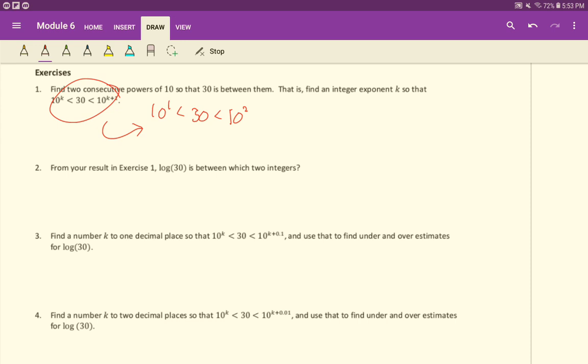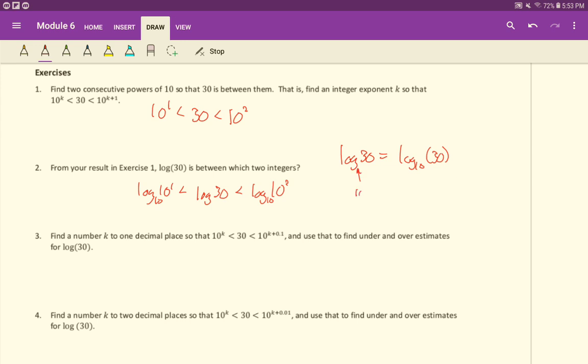From your result in exercise 1, log of 30 is between what two integers? There's our powers of 10 that 30 is between, so if we take the log base 10 of everything. By the way, they didn't talk about this, but when you see a log by itself with no base written, it's the exact same thing as saying log base 10 of 30. So understand there should be a base 10 there.